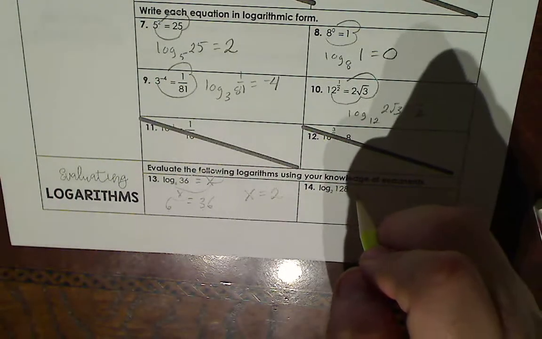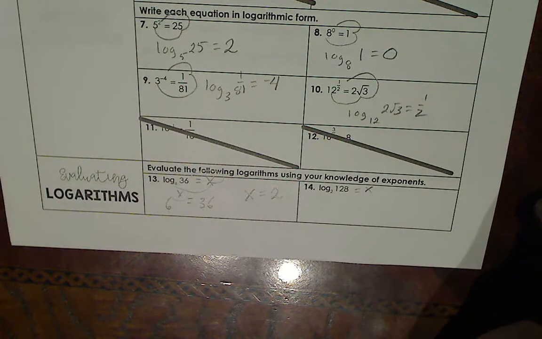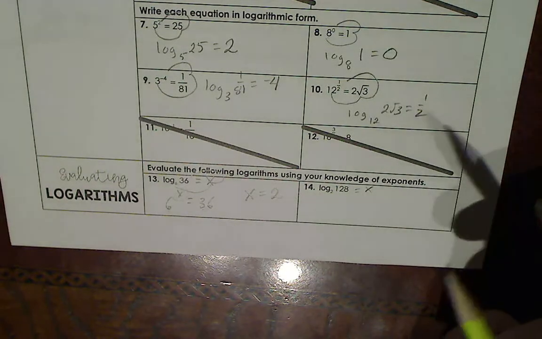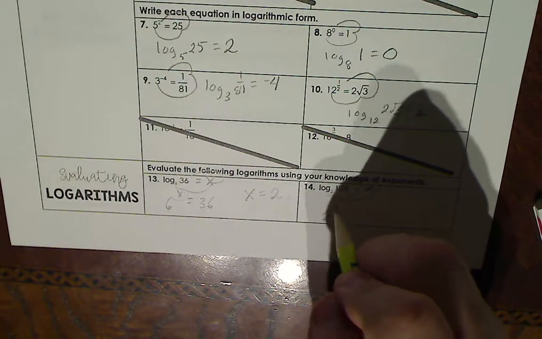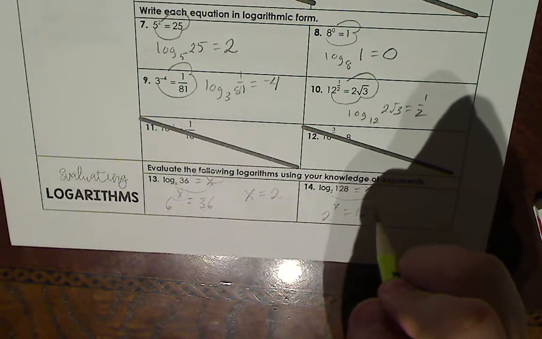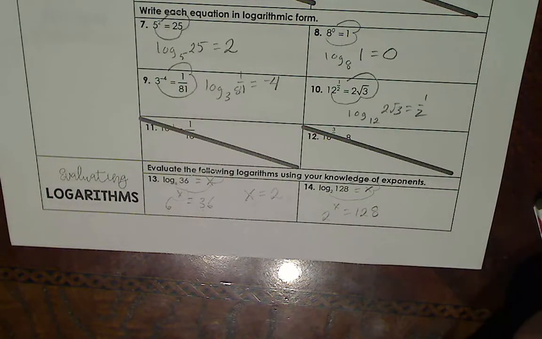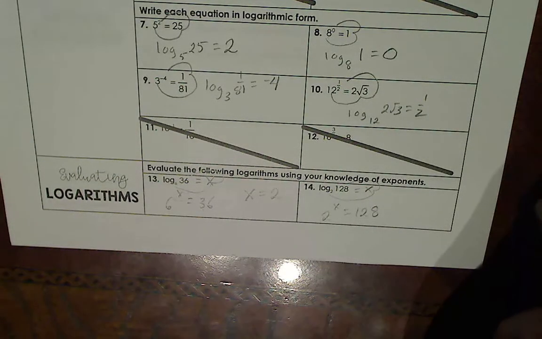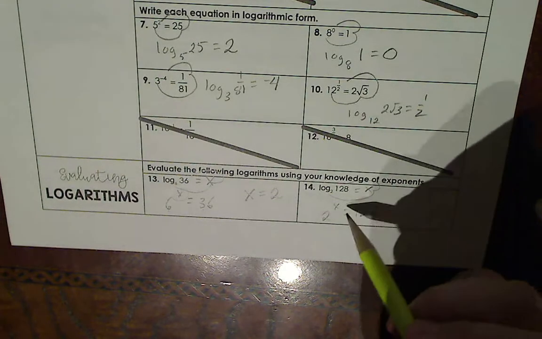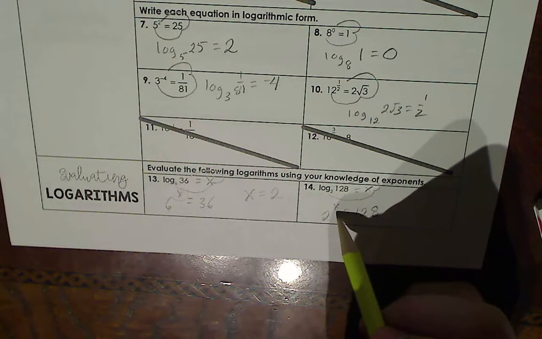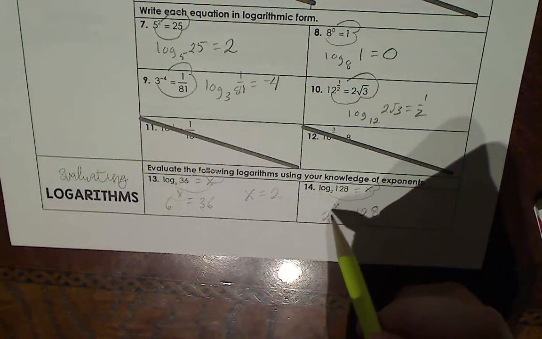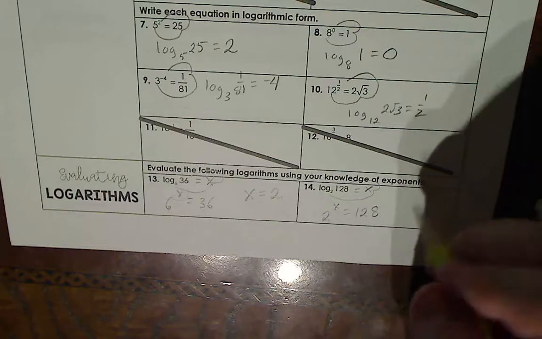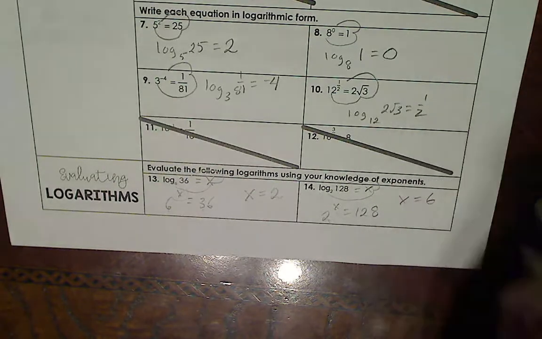So that's one thing that's good for, helping you determine values without having to actually use a calculator. 2 to what power is equal to 128? Well, let's see. 2, 4, 8 is 3, 16 is 4, 64 is 5, 128 is 6, I believe. So x has to be equal to 6.